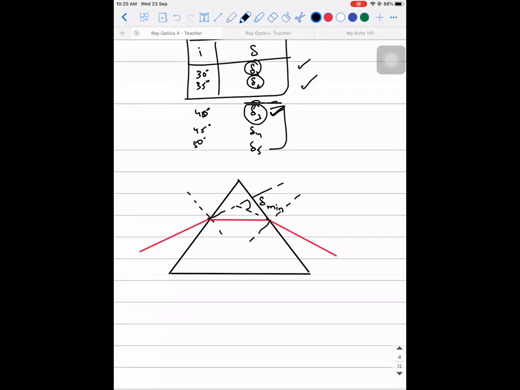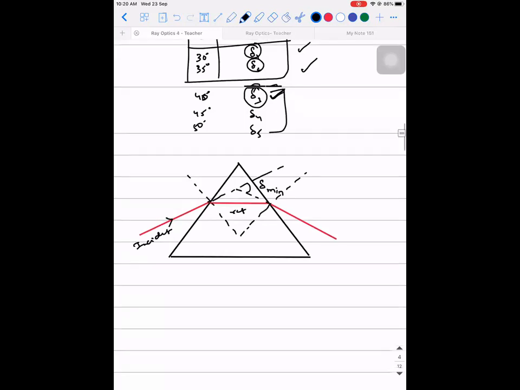So what if the incident ray is parallel to the base? I didn't get your question. You're trying to make the incident ray itself parallel to the base. Yes, sir. This is the incident ray. What if it is parallel to the base? Then there is no question of minimum deviation. For minimum deviation to occur, it cannot be parallel to the base. Means your question is like this. You're able to visualize, this is what you're asking. So in this scenario, there is no question of minimum deviation.